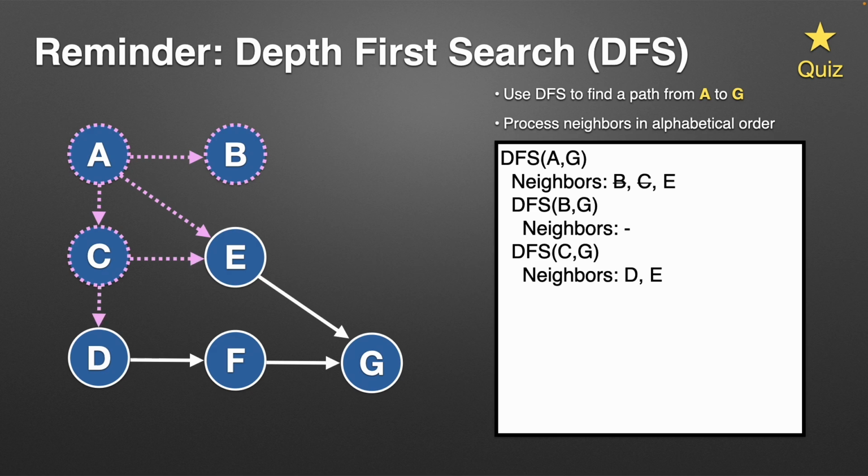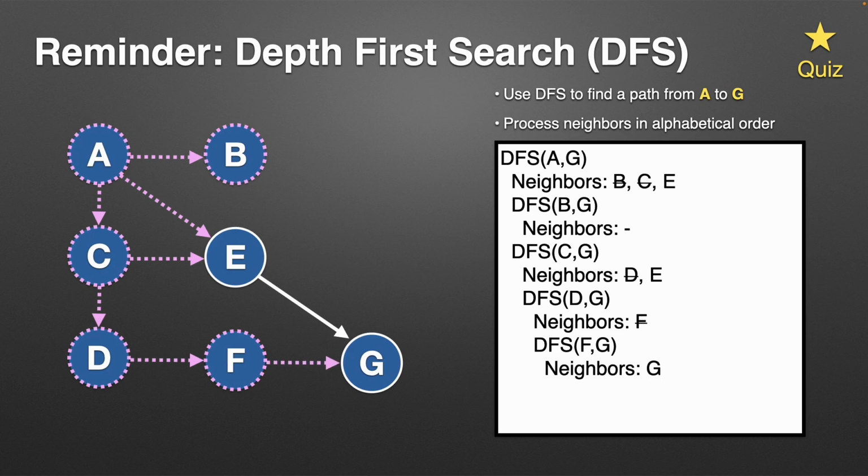And so C does have neighbors. It has D and E, right? And so going alphabetically, I will go to D next. And what should I get for D's neighbors? F, yeah. So D has one neighbor, that's F. So I'll go ahead and go to F, and then F has one neighbor, which is G. And at this point, if you remember, we were actually looking for G. So we've found G, and that means that we've got a path. And to get that path, all we have to do is pop back up this stack that we've come down.